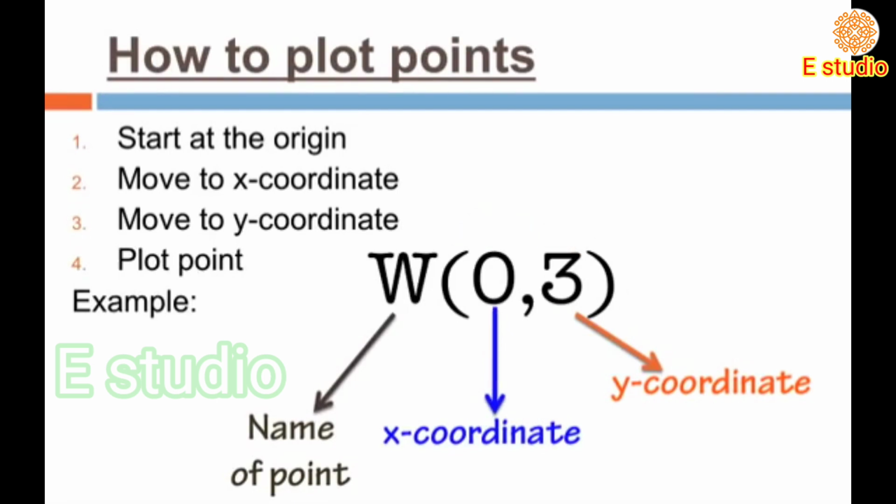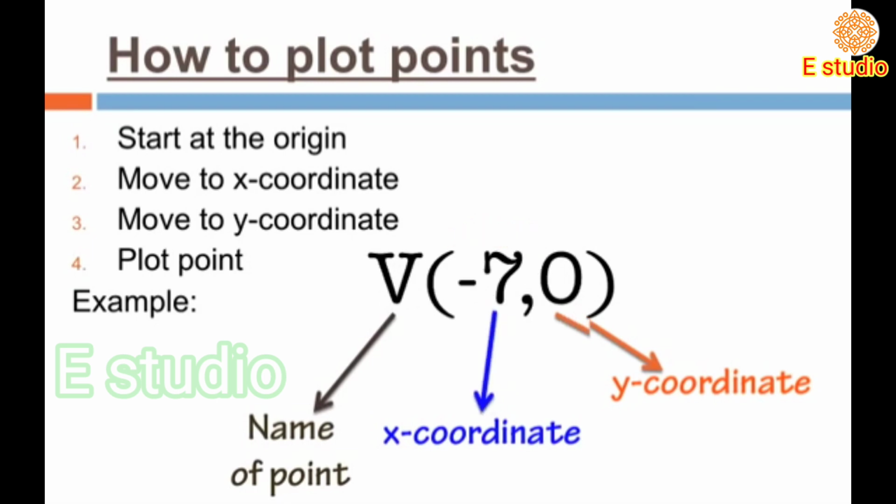How about this point here? W at (0, 3). This one's tricky because our x-coordinate is 0. So do you think we move left or do you think we move right? Well, we move 0 places to the left or 0 places to the right. Either way, we just stay where we are. So we don't go left and we don't go right. We stay on the x-axis. And then our y-coordinate is 3. So do you think we go up 3 or down 3? Well, it's a positive number, so we go up 3.